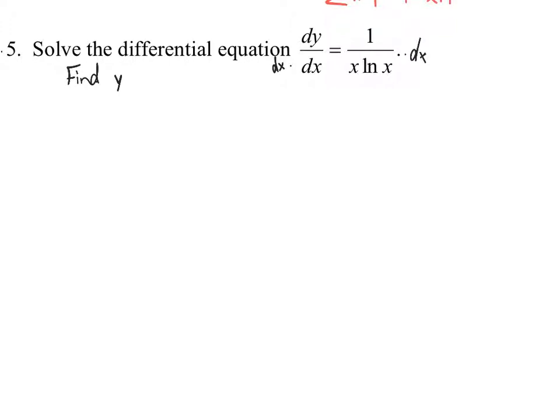So I've got dy equals 1 over x ln of x dx. Now, I'm going to take the integral of both sides. Well, this is just a 1 dy. What's the integral of 1 dy? Y.